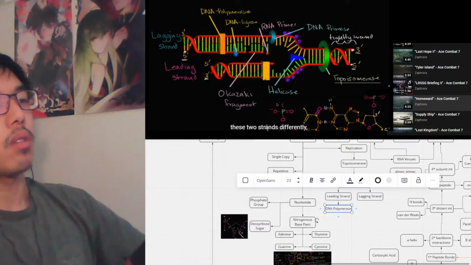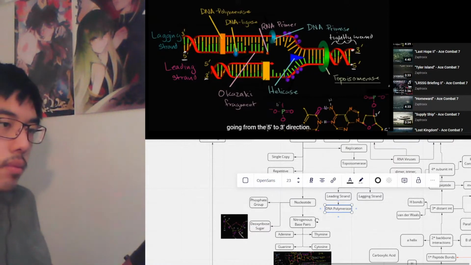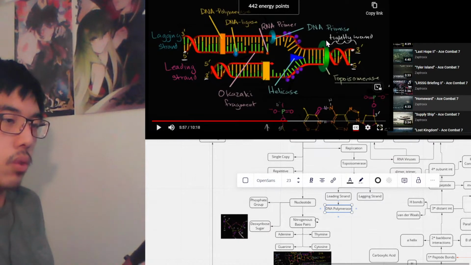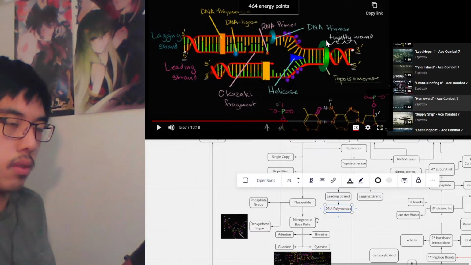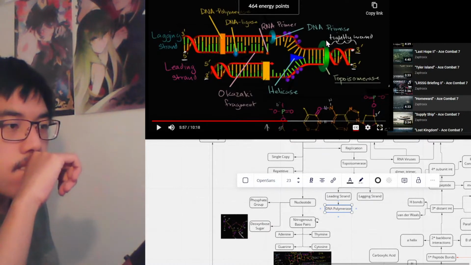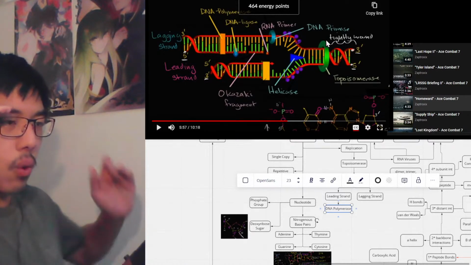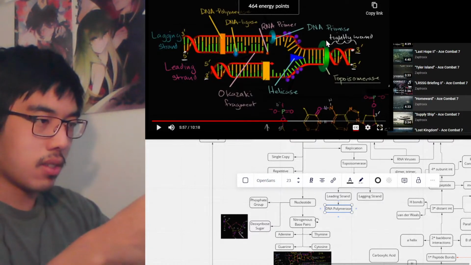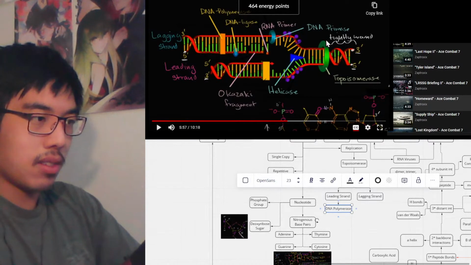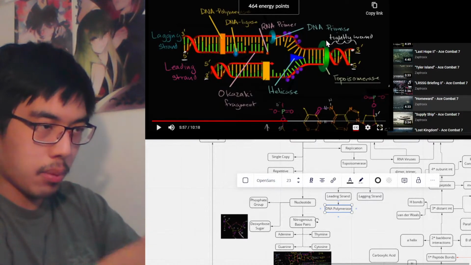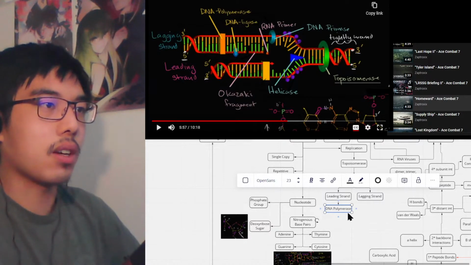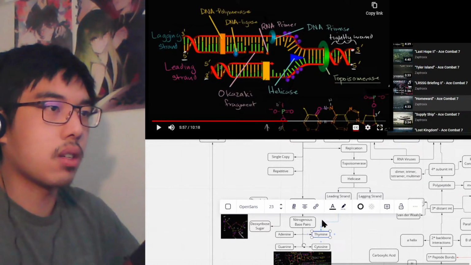And then we actually think about these two strands differently, because as I mentioned, you can only add nucleotides going from the 5' to the 3' direction. So we can only create the new strand from its 5' to 3'. Okay. Create new strand in 5' to 3'.